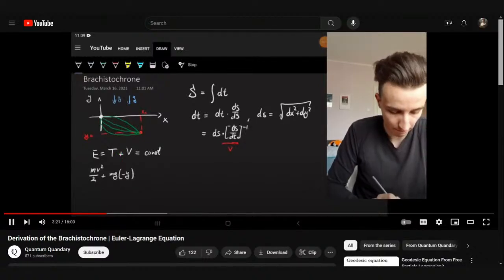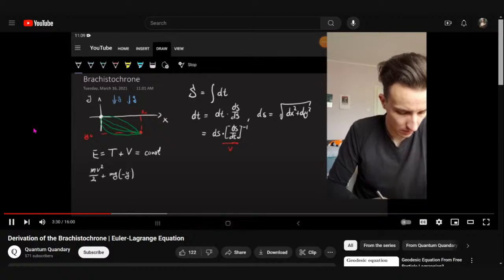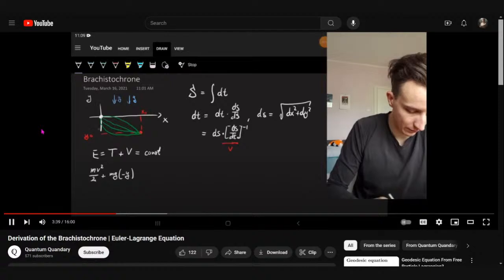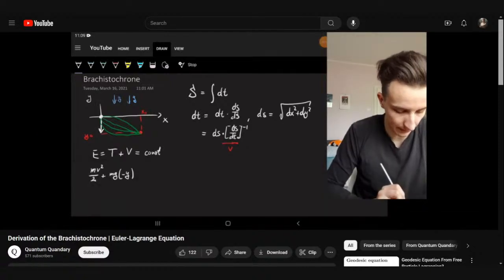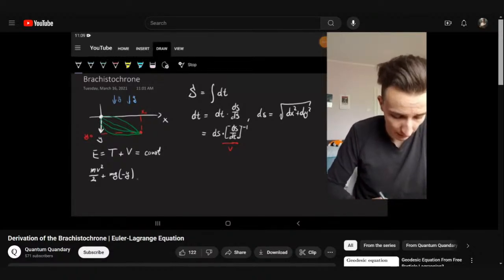mg minus y. Oh, he's going to change his mind. Is that even good? No, it's not. It is good. No, it's not. Yes, it's minus y. No, it isn't. It's good. I would need to draw it like this. Yes. That's the thing. So I want y to be increasing like this. Oh, okay. In this case, it's minus y. Yes, in that case, yes.